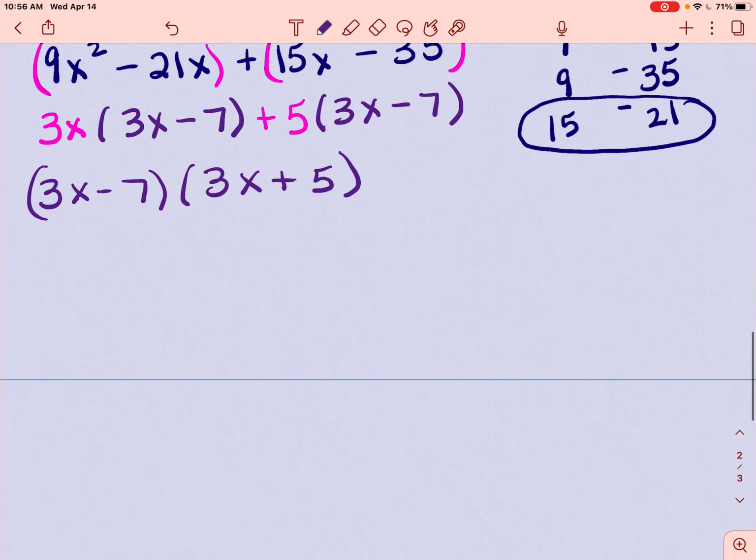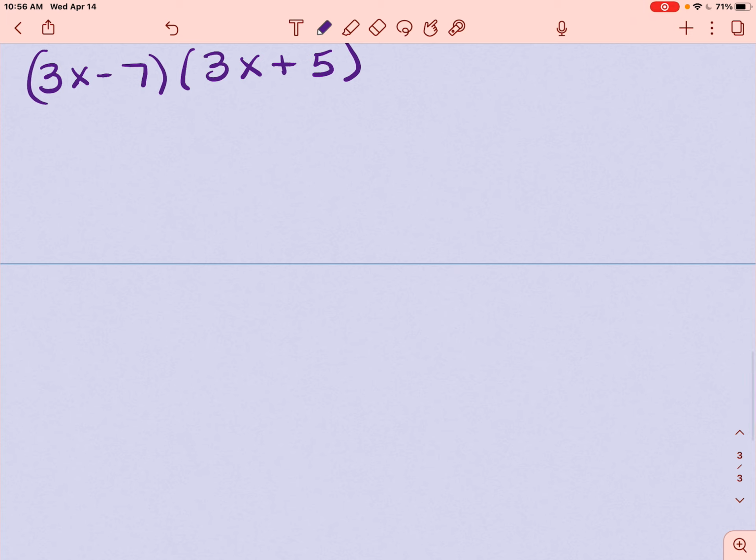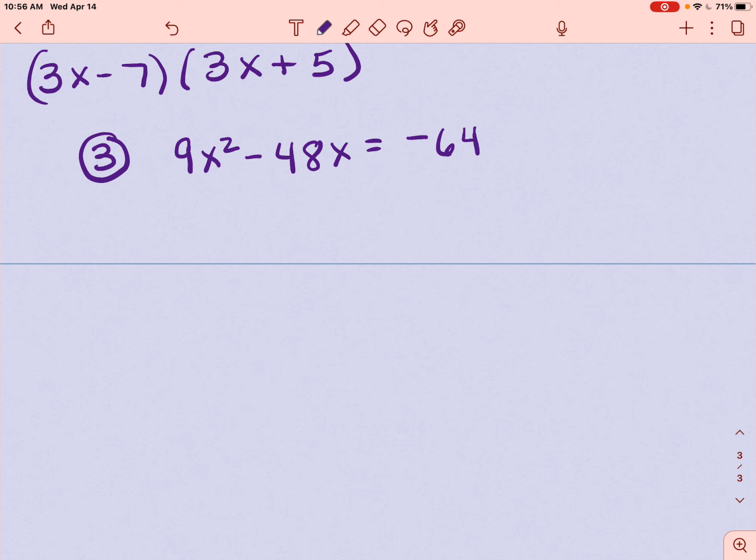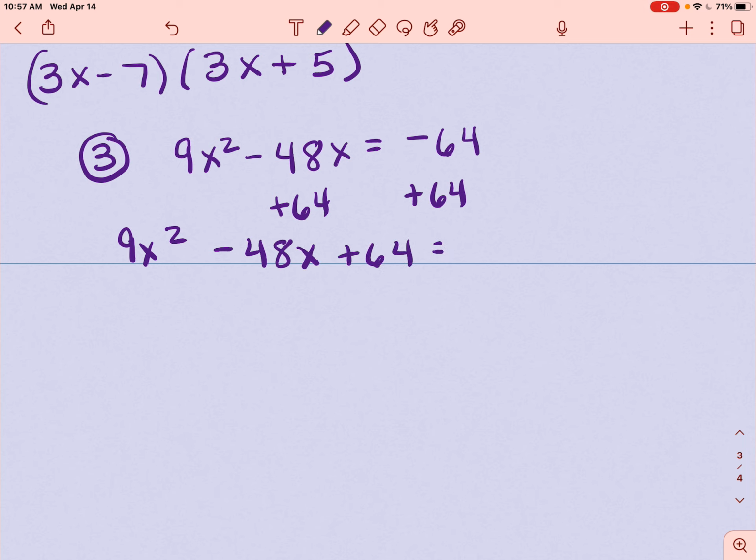All right. How do I solve an equation with perfect squares? Here we go. 9x squared minus 48x equals negative 64. Whenever I want to use any kind of factoring for solving, I want things to equal 0 because I'm looking for roots and zeros and all that good stuff. So I'm actually going to add 64 to both sides. 9x squared minus 48x plus 64 equals 0.